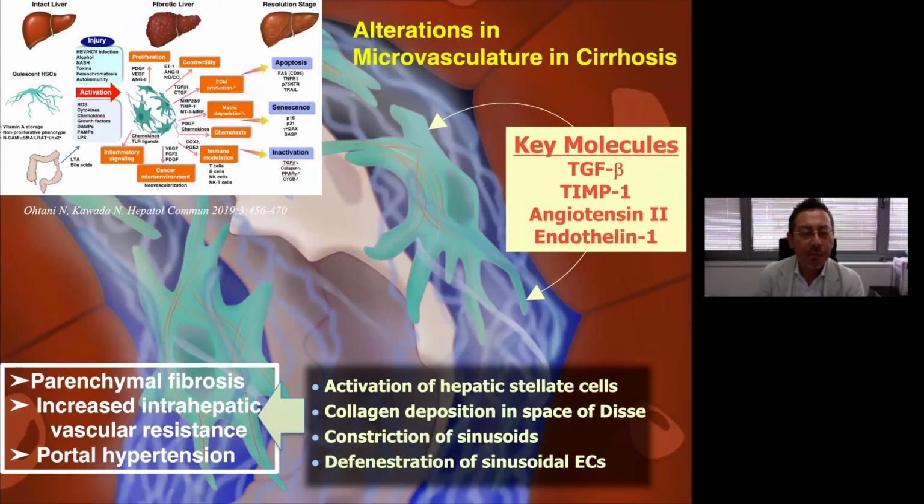Finally, in cirrhosis, activated stellate cells deposit collagen in the space of Disse, leading to the defenestration of sinusoidal endothelial cells, and acquire contractile properties that lead to sinusoidal constriction, which is responsible for increased intrahepatic vascular resistance and portal hypertension.